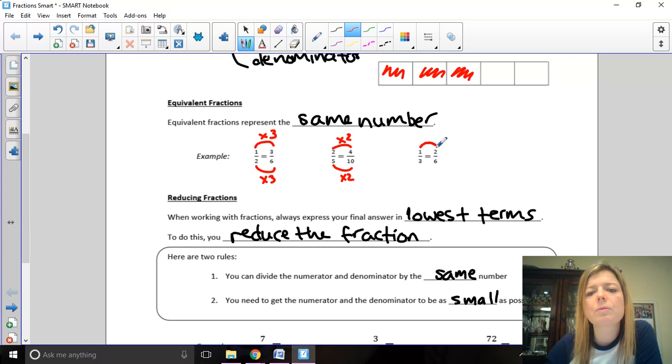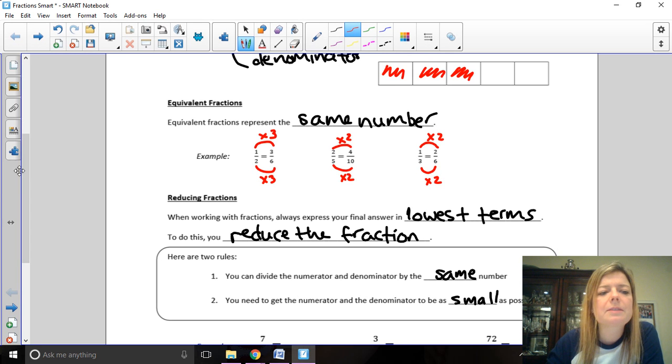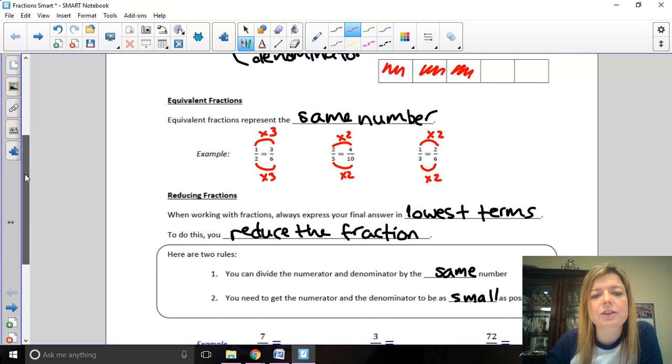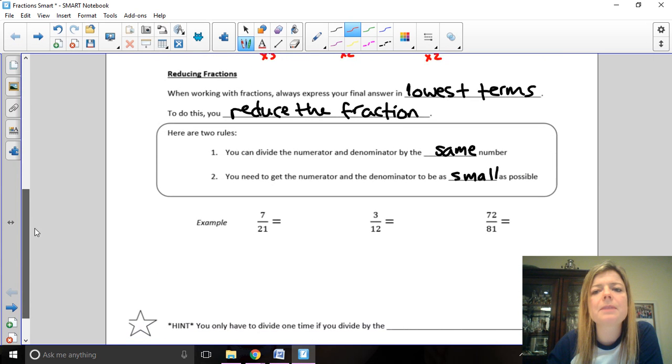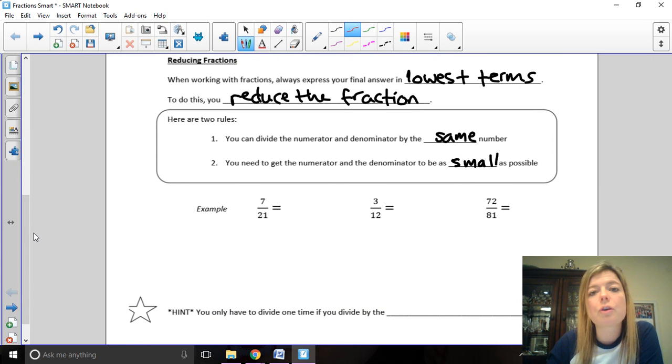Okay, again here, 1 to 2, you multiply by 2. And from 3 to 6, you multiply by 2. So now we want to be able to reduce fractions. Okay, so we want them to be able to be written in their lowest terms. This is important because we want it to be as simple as possible. So to do this, we reduce the fraction.